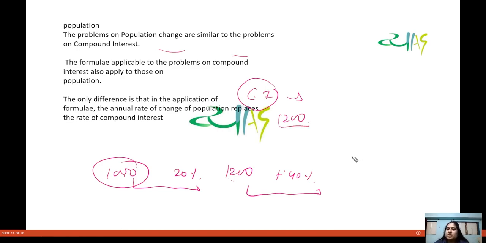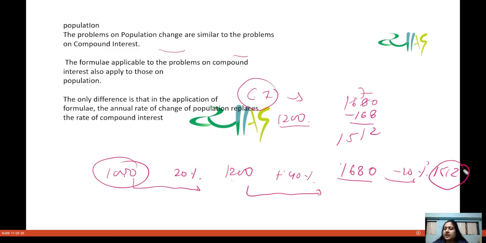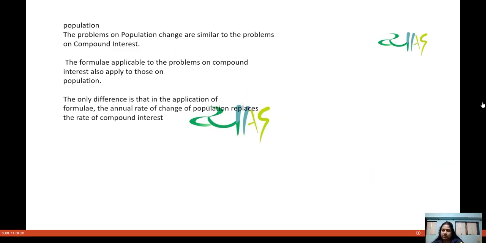40% of 1200 is how much? 480. So the population will become what? 1680. Okay, 1680, and now it is saying the population depreciated by 10% the next year. So you will do what? Just 1680 minus 168, which is 1512. So you will get your population finally as 1512. So that formula we don't have to use, but still we will be able to use all these things.